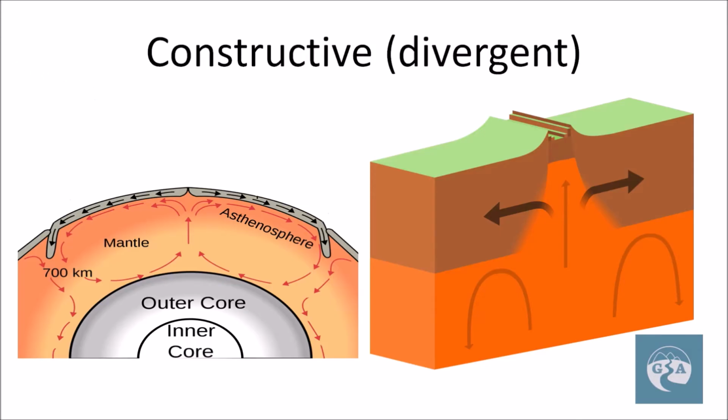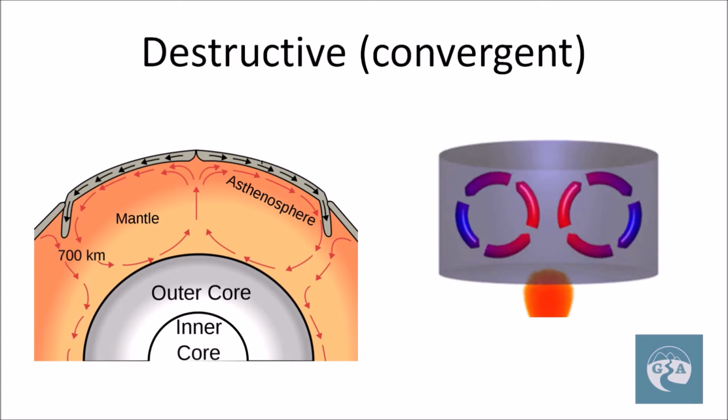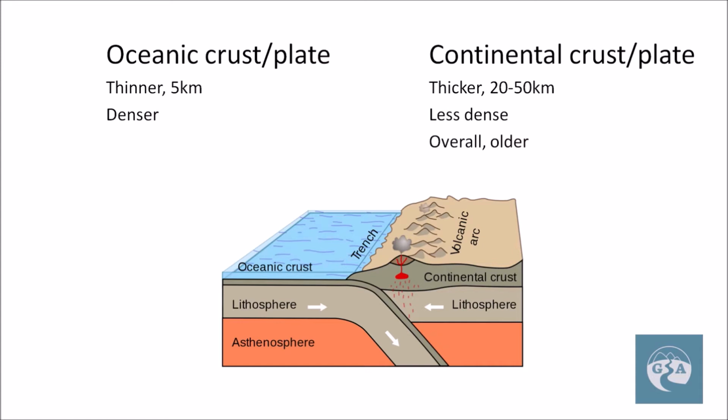Now, a lot of the similar things are happening. For instance, we have convection currents at work here. Remember that we have two types of crust or plates. We've got continental crust, which is thicker but less dense and older in general. And then our oceanic plate is going to be denser, heavier, and usually contains things like basalt rock.